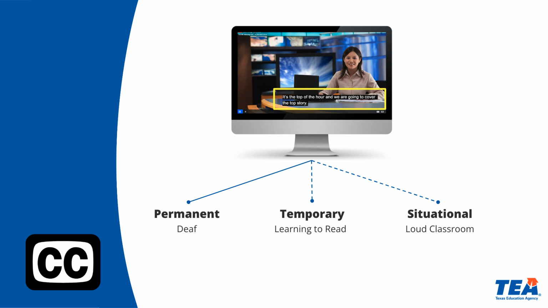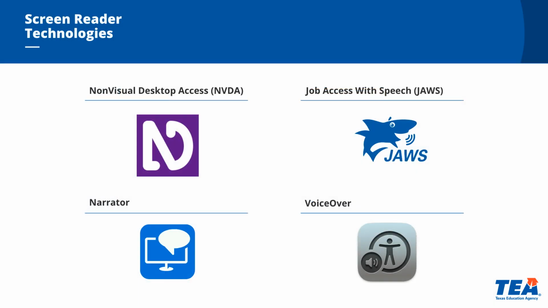Now, let's take a closer look at a specific example of how you can make your content more accessible via screen readers to students and educators across these spectrums. While the Texas Education Agency doesn't endorse any specific assistive technologies, students and educators may be using a variety of screen readers to access your content, such as Non-Visual Desktop Access, NVDA, Job Access with Speech, JAWS, Microsoft's Narrator, and Apple's VoiceOver, to name a few.